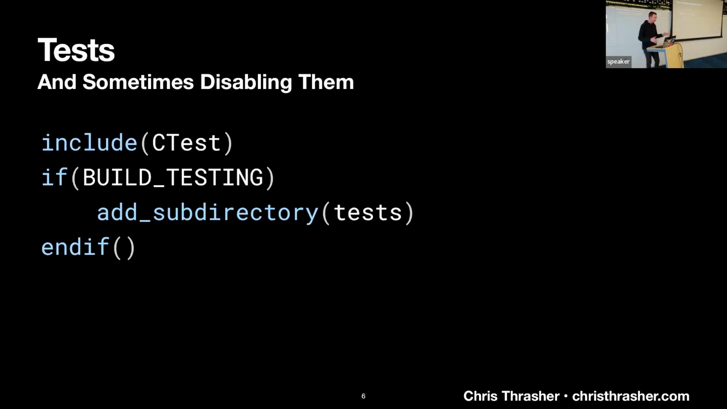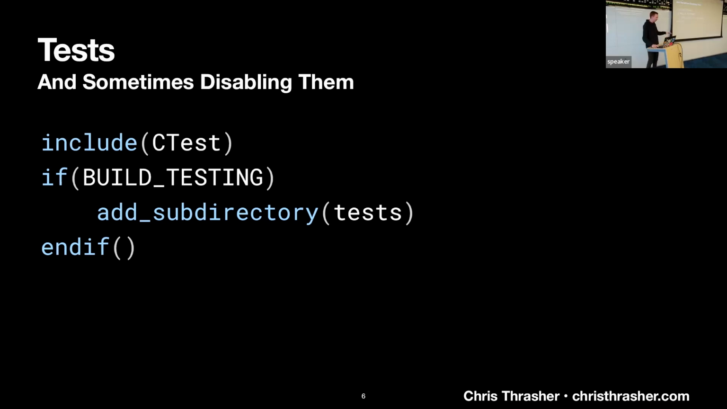Okay, something a little easier. If you have a library, you probably have tests. You should have tests. It's a nice convenience to allow people to opt out of building your tests. If someone is packaging your library, they don't care about your tests. They don't want to build them. They don't want to bother with them. A nice convenience for that is there is another built-in module called CTest, and if you include that, it will generate a cache variable called BUILD_TESTING, which is like the canonical way of enabling or disabling your tests. It defaults to on, so just add a simple conditional to only include your tests if you have that cache variable set to true.